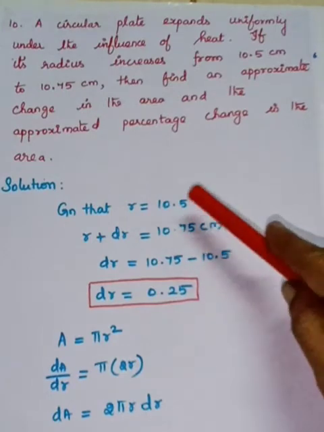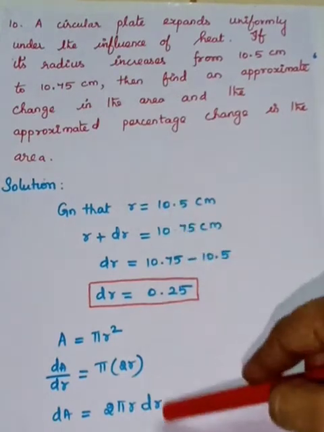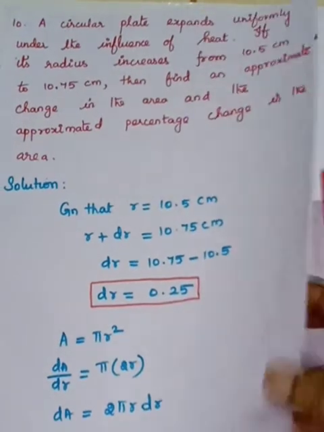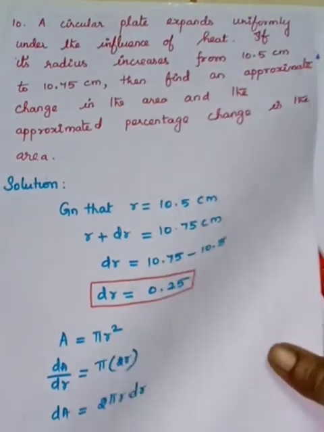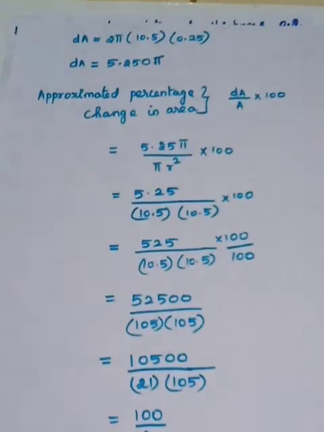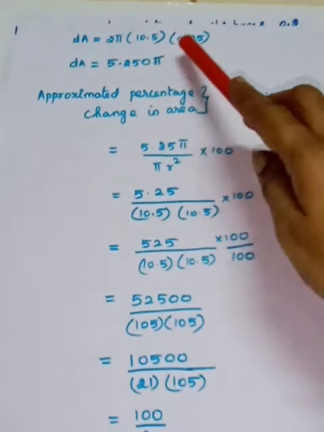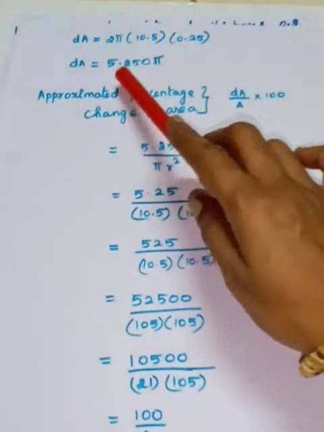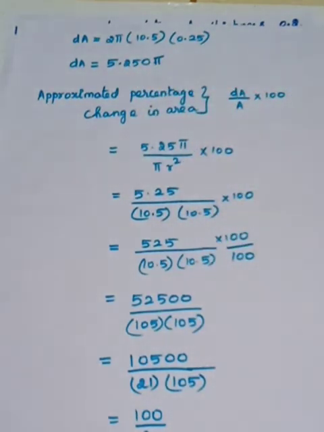What is the radius now? It is 10.5. And what is your dr? It is 0.25. So when you calculate, you see that dA is equal to 2 pi into 10.5 into 0.25. So when you multiply, you will get the answer as 5.250 pi.